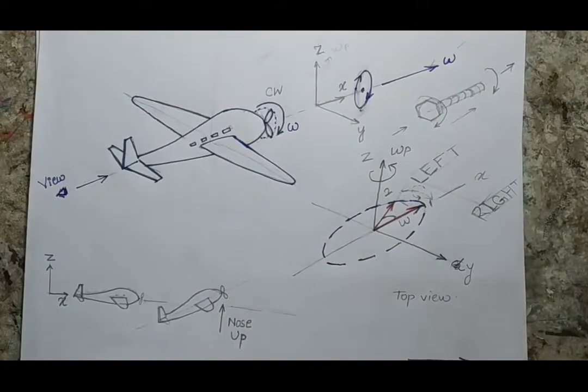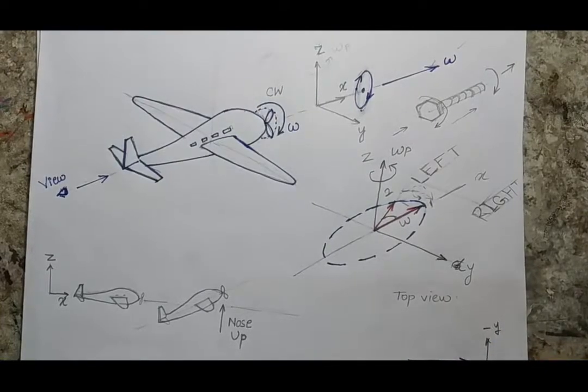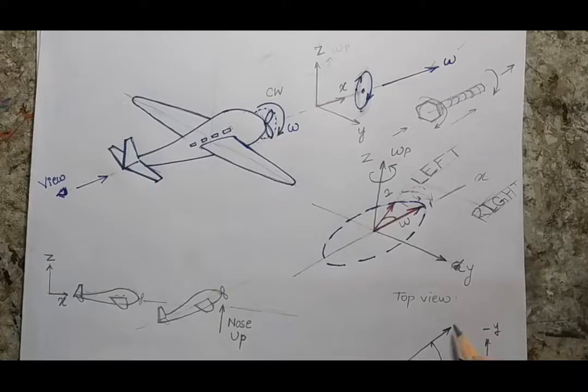If I go back and make a two-dimensional figure, from the top view I can say that this is my angular velocity, which is along my x direction, and this is my negative y, and this is my positive y. Then I am giving a left turn, that means my angular velocity vector will come here. So this is my new position of angular velocity, and this is my del theta.